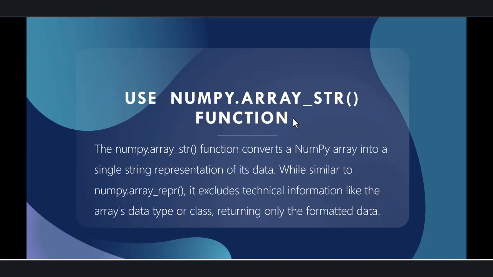Now we'll see how to use the numpy.array_str function. This function converts a numpy array into a single string representation of its data. While similar to the numpy array_repr function, it excludes technical information like the array's data type or class, returning only the formatted data. Here we are comparing this method with the numpy array_repr function, and compared to that function, it excludes the technical information like the array's data type and class, and it will return only the formatted data in a single string representation. We'll see how the output of this conversion looks like.